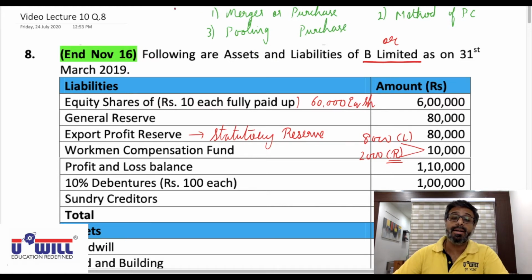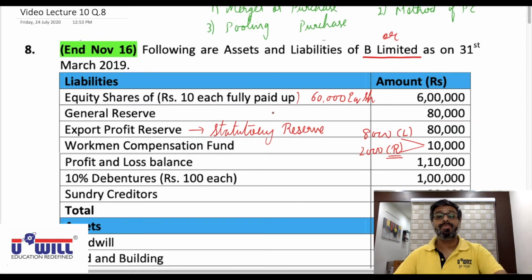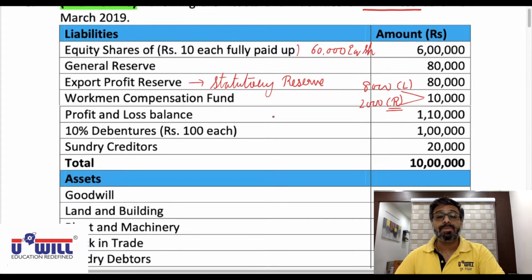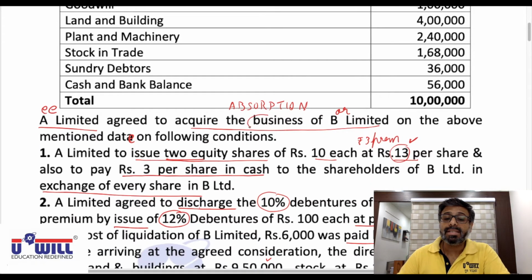Let us go ahead. Which are the three conditions of merger? Yes, first, all assets and liabilities must be taken over. Are all assets and liabilities taken over? Tell me. The business of B Limited means it includes all assets and liabilities.